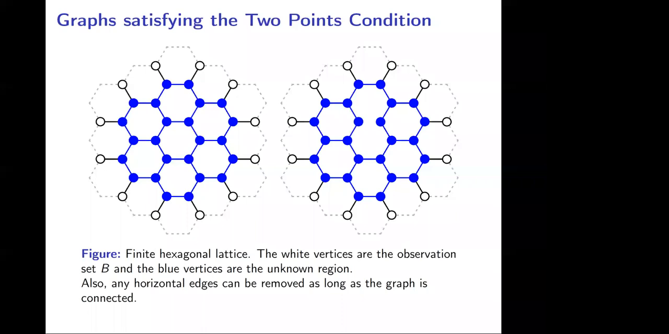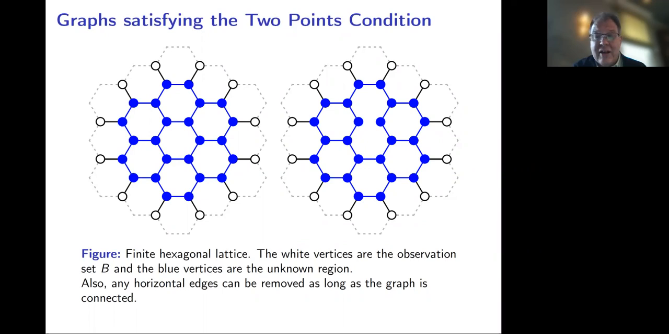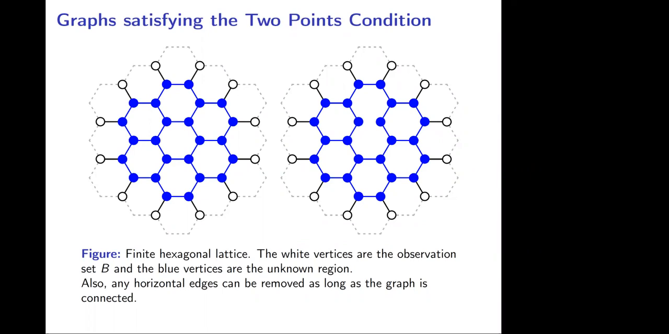That is true. If you remove several of both horizontal and diagonal connections, then the graph probably loses this two points condition, and we don't know. So they may be non-reconstructible. Yes. Okay, thank you.